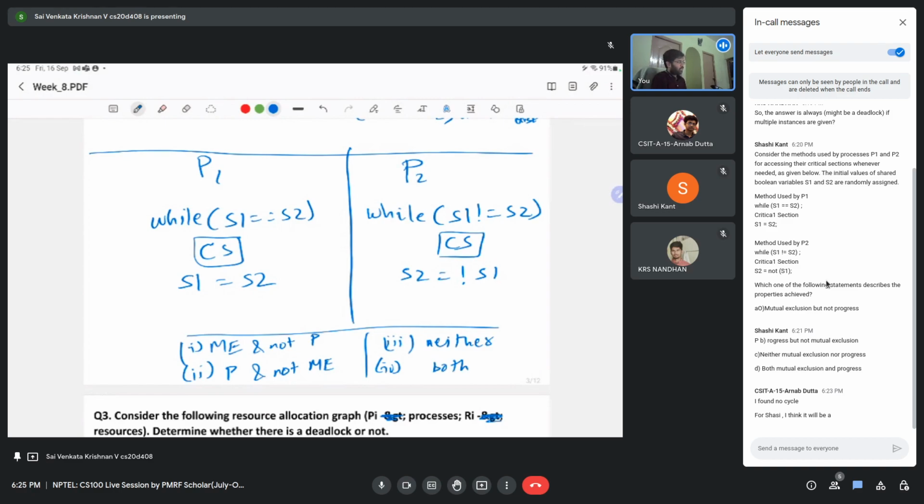This is a last week related question, right, Shashikant? Actually, I joined late, so I don't know whether it was covered in the question. So S1 and S2 are shared. So S1 and S2 is like the flag and the shared variable, right?